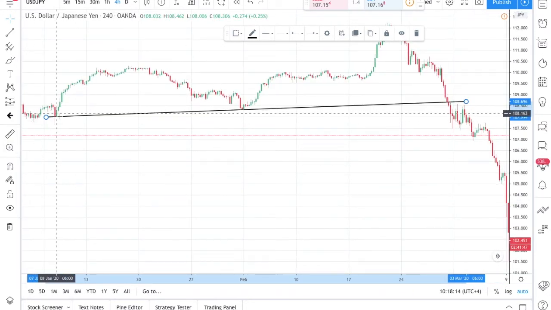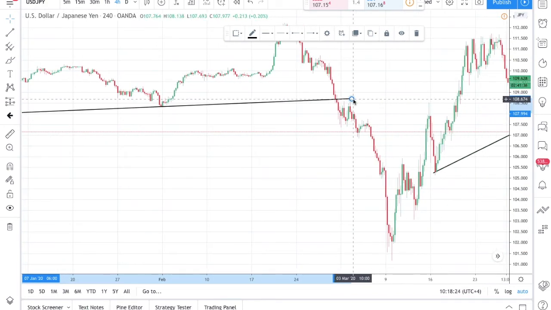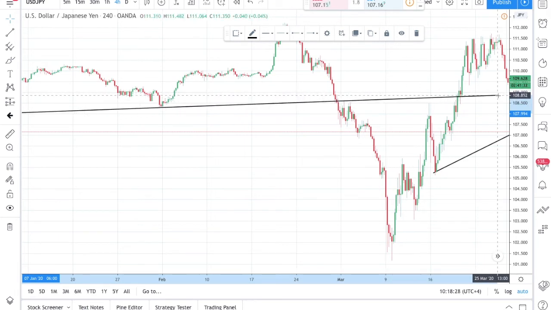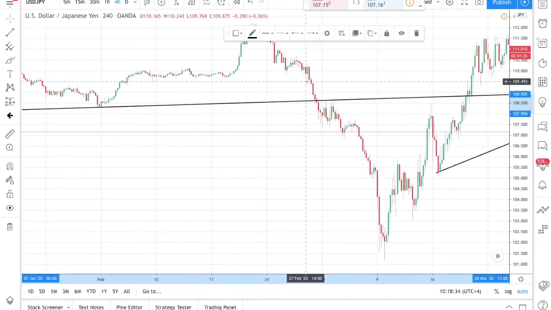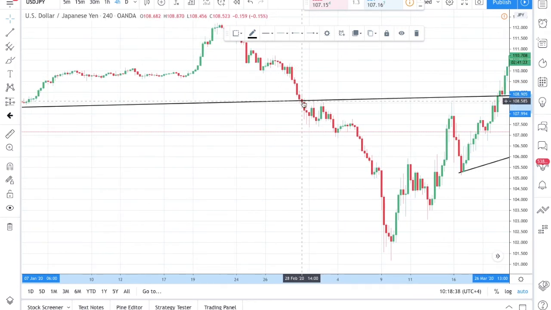Okay, so this is our first attempt. Again, it hit our support trend line. Second attempt, and we have a breakout. So let me continue and see what happened here. Okay, so guys, we have the third attempt, we have a breakout again. We have a breakout, and look guys what happened.